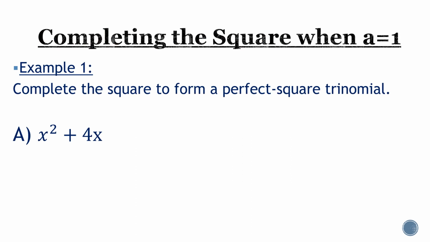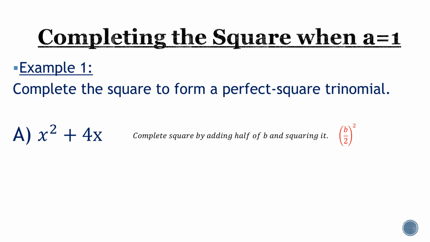For 9.1, we'll only be looking at when a is equal to 1. That's our a value, the coefficient in front of our x squared, when it is only 1. We will not look at it when it's greater than 1. So for example 1, we're to complete the square to form a perfect square trinomial. For a, we're given x squared plus 4x. To complete the square, add half of b and square it.